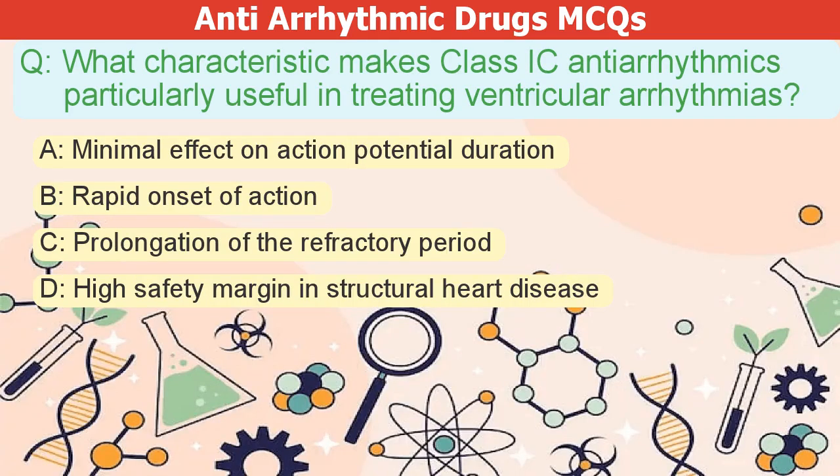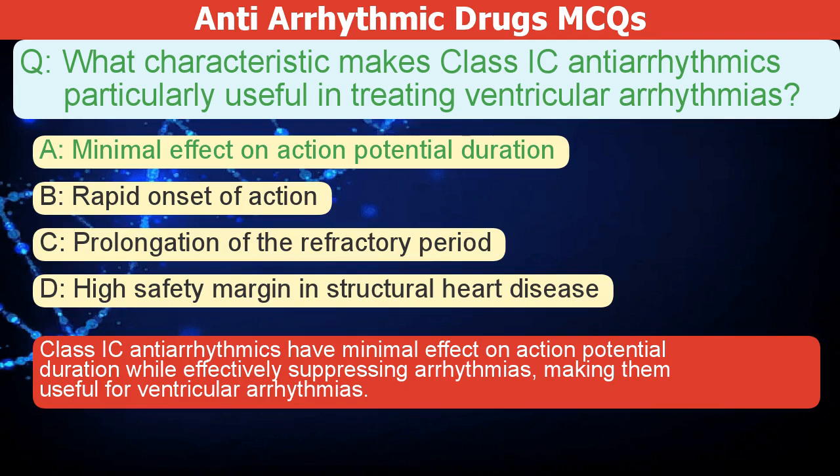What characteristic makes class IC antiarrhythmics particularly useful in treating ventricular arrhythmias? A. Minimal effect on action potential duration. B. Rapid onset of action. C. Prolongation of the refractory period. D. High safety margin in structural heart disease. The correct answer is A. Class IC antiarrhythmics have minimal effect on action potential duration while effectively suppressing arrhythmias, making them useful for ventricular arrhythmias.